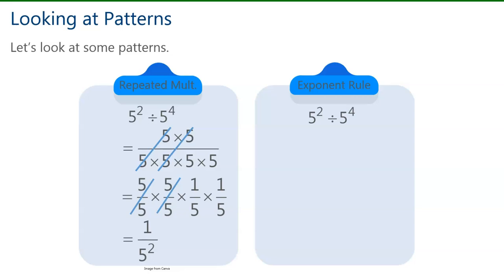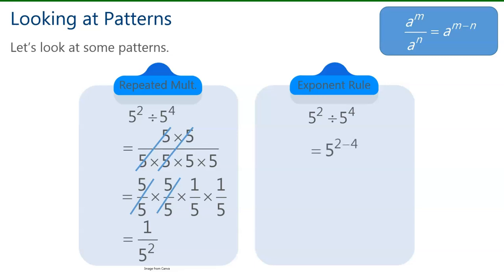Let's look at the same problem with an exponent rule. Using our quotient of powers rule, we can write 5 squared divided by 5 to the 4 as 5 to the 2 subtract 4, which is 5 to the negative 2. These two expressions are equivalent. That means that 1 over 5 squared equals 5 to the negative 2.